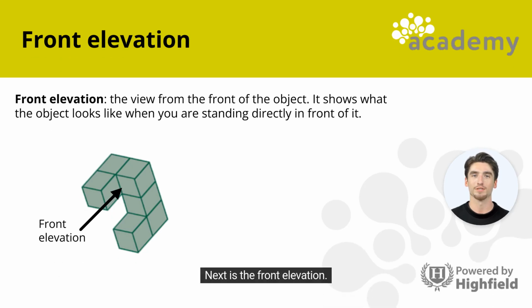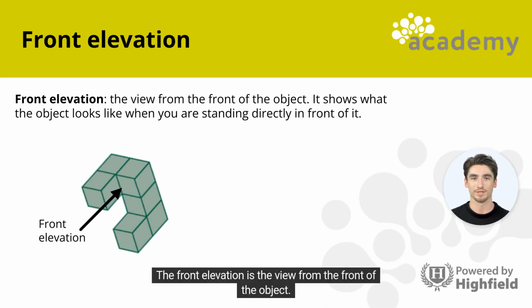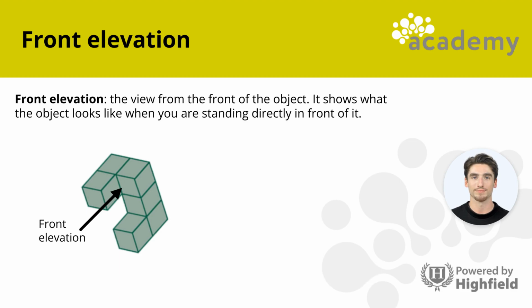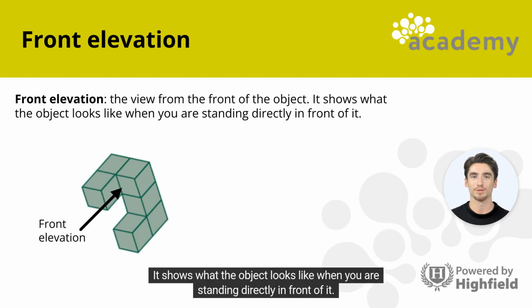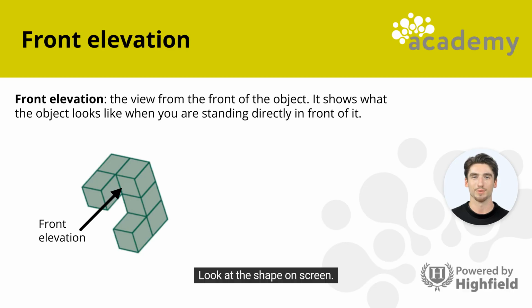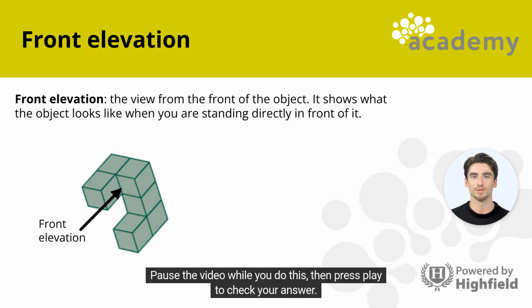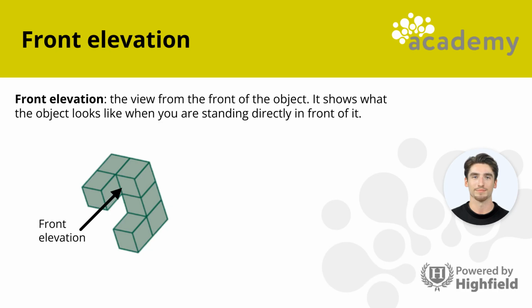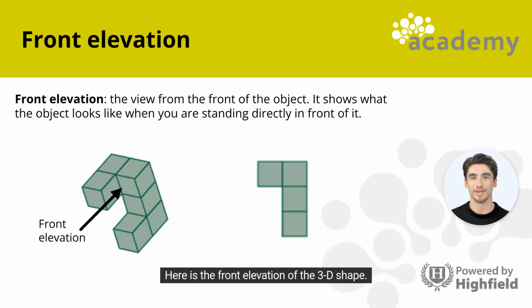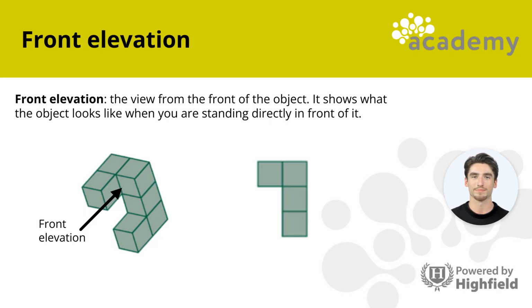Next is the front elevation. The front elevation is the view from the front of the object. It shows what the object looks like when you are standing directly in front of it. Look at the shape on screen. Draw the front elevation. Pause the video while you do this, then press play to check your answer. Here is the front elevation of the 3D shape.